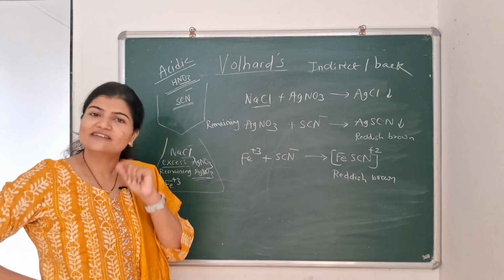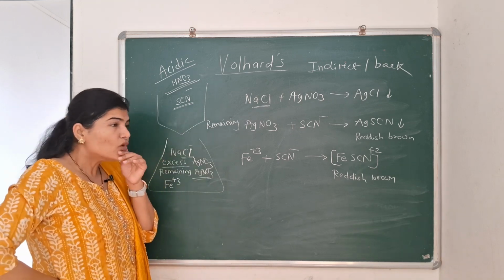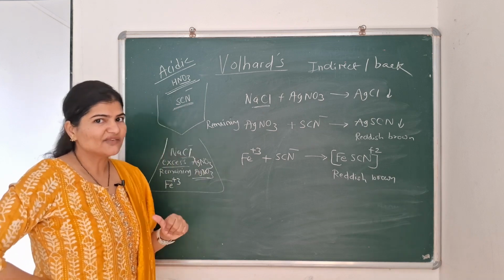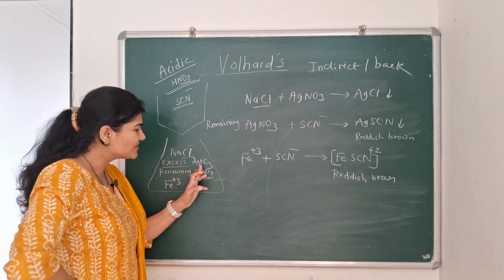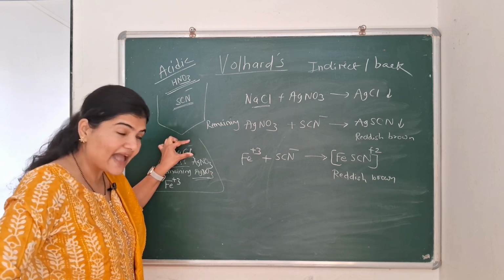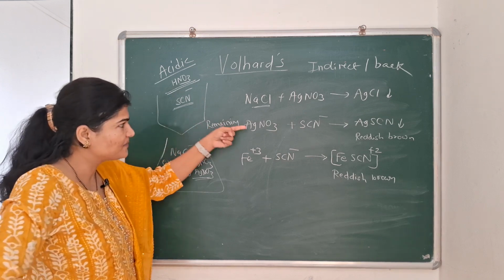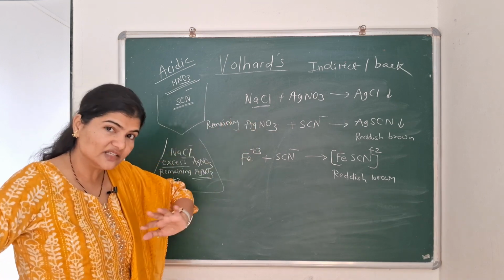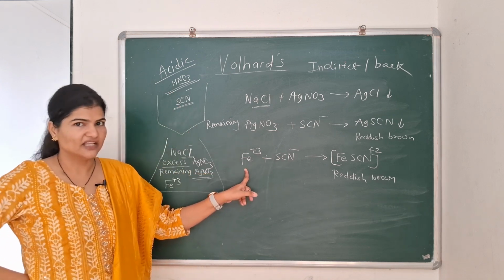But there is a limitation which we have to mention here. See, what happens is, now you know the sequence of events. First, my analyte has to react with the silver nitrate. Once all the analyte is reacted, silver nitrate which is remaining reacts with thiocyanate. And then once all the remaining silver nitrate is finished, the thiocyanate is supposed to react with the indicator.